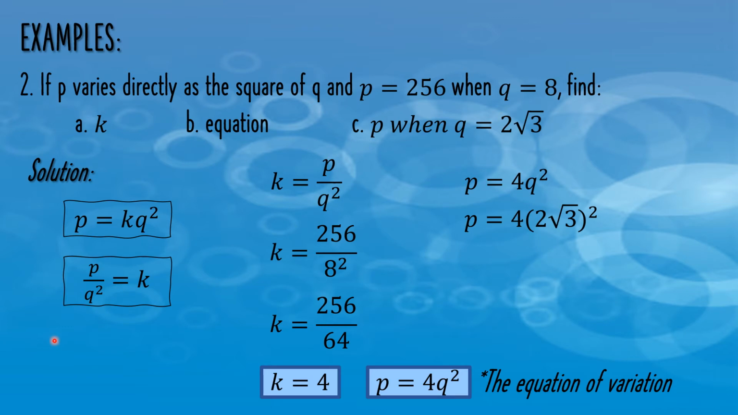P equals 4 times 2 square root of 3 quantity squared. So, kailangan maglagay tayo ng parenthesis sa value ng q para mapunta sa labas ng parenthesis ang exponent na 2. Okay, isolve muna natin ang 2 square root of 3 squared, so that is 12. And then multiply 4 by 12, so the value of p is 48.